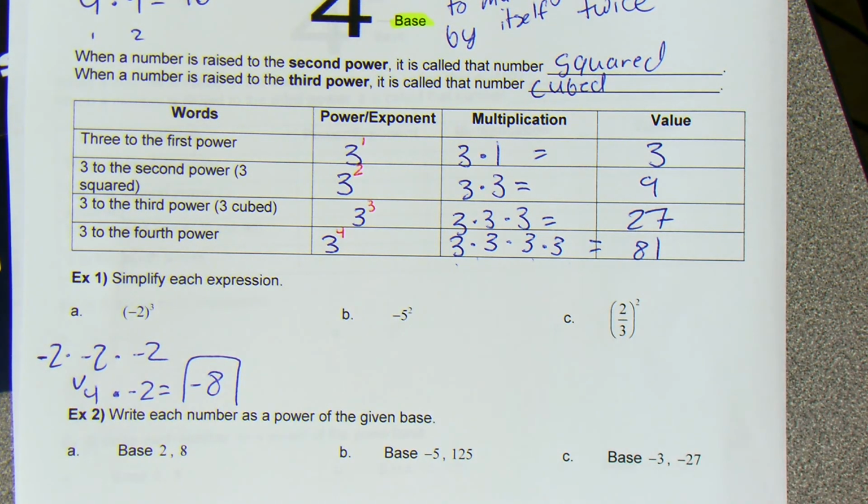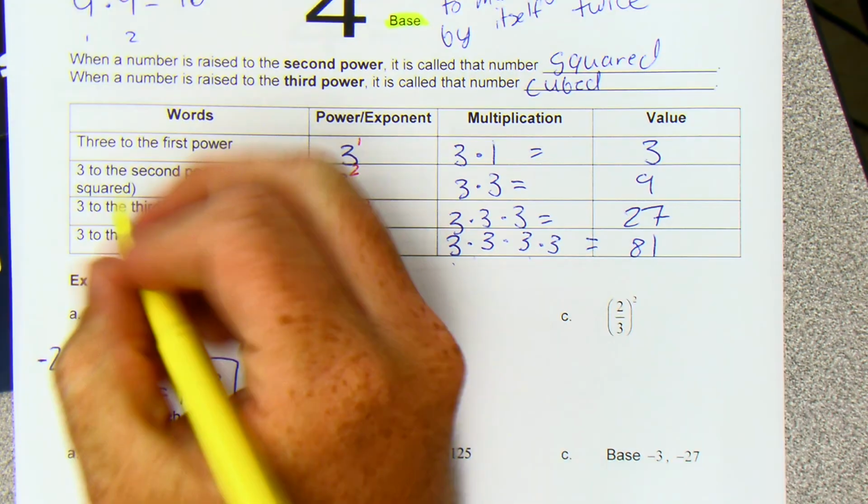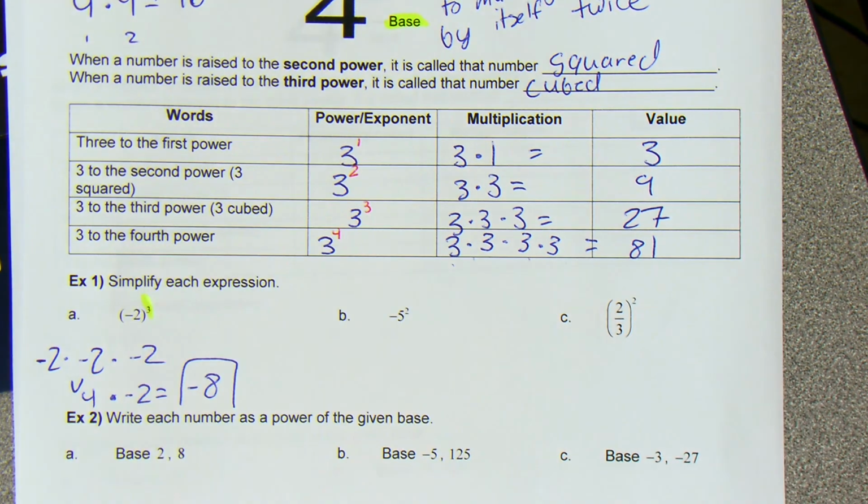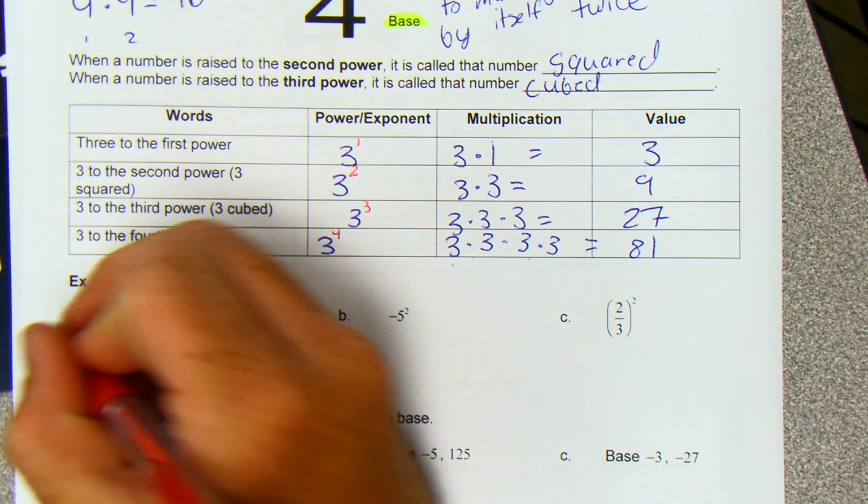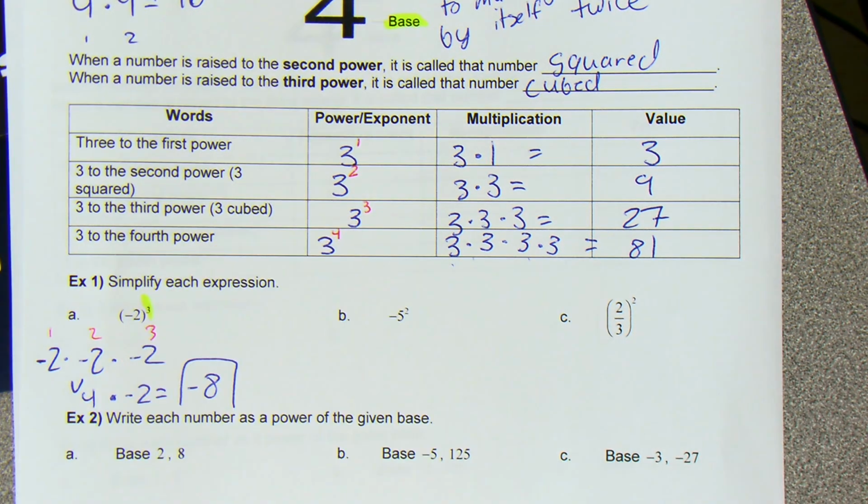Remember my exponent is 3, so I had to multiply -2 by itself 3 times, right? That's why I have 1, 2, and 3 -2s. I multiplied -2 by itself 3 times because that's what my exponent is.